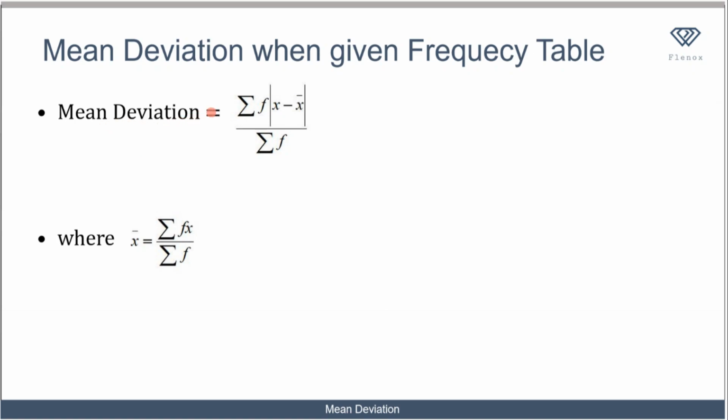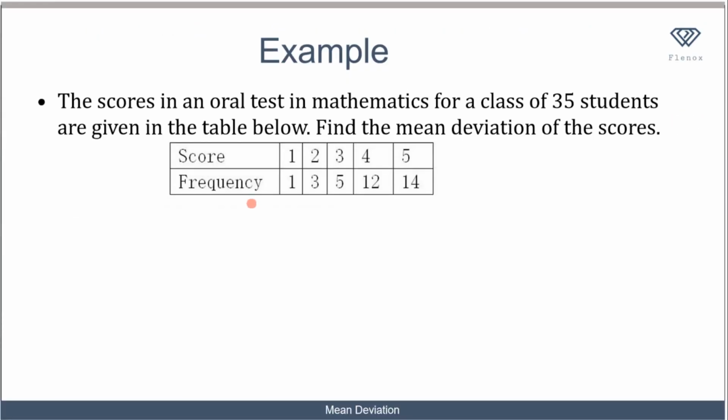The mean deviation in this case, you just multiply the absolute difference by the frequencies before we sum them up together, and we divide it by the summation of the frequencies. For a frequency table, we know that the mean is given as the summation of f times x over the summation of the frequency. Let's see an example to illustrate this point. We are told that the scores in an oral test in mathematics for a class of 35 students are given in the table below. Find the mean deviation of the scores.